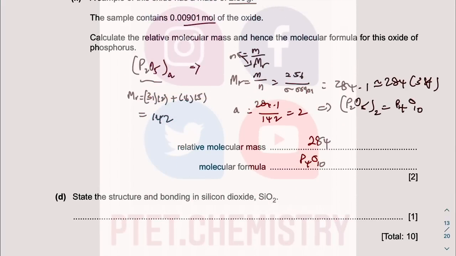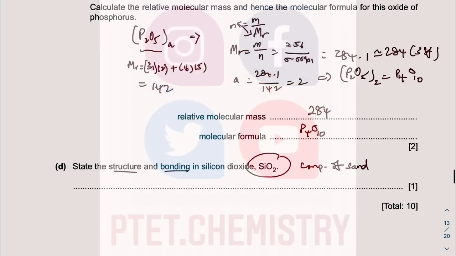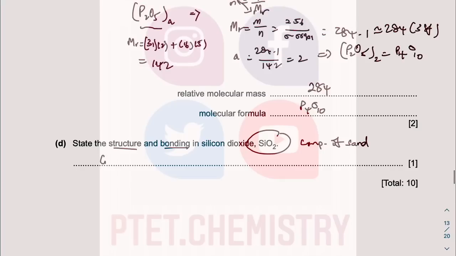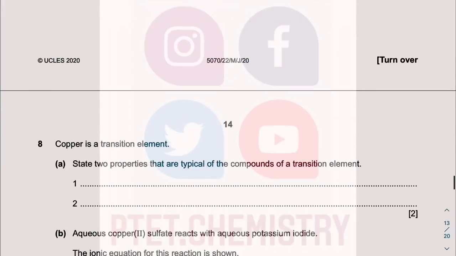Pretty straightforward, but they want the structure and bonding in silicon dioxide. Case study, yeah? So this is a component of sand. So there's SiO2. There is a giant molecular structure. But the bonding is covalent bonding between all the Si and the oxygen. That's it on the previous question.